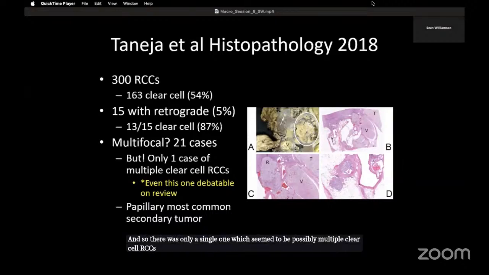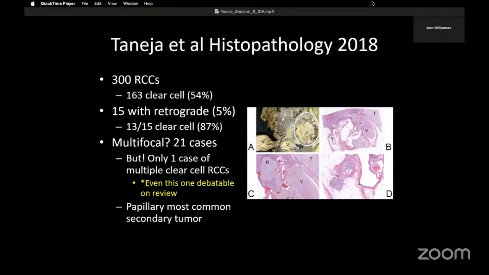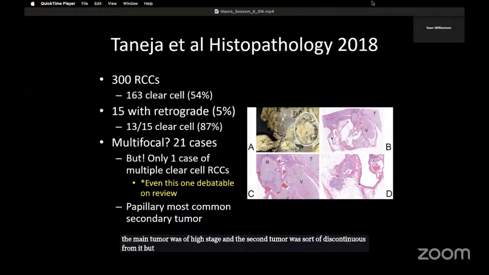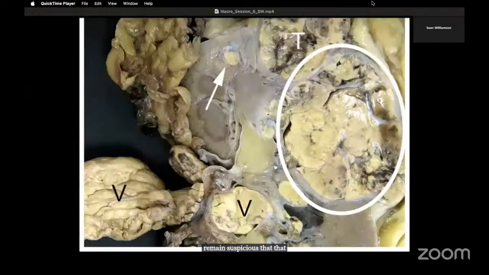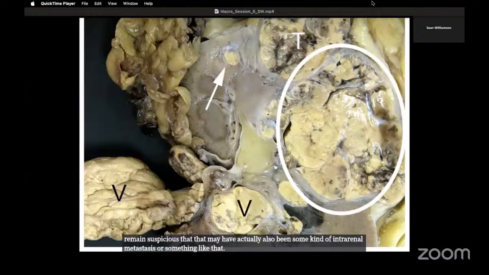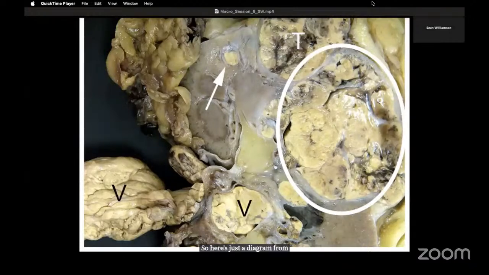although even that one is debatable because the main tumor was of high stage and the second tumor was sort of discontinuous from it, but it remained suspicious that that may have actually also been some kind of intrarenal metastasis or something like that. So here's just a diagram from our paper showing where the letter T is.